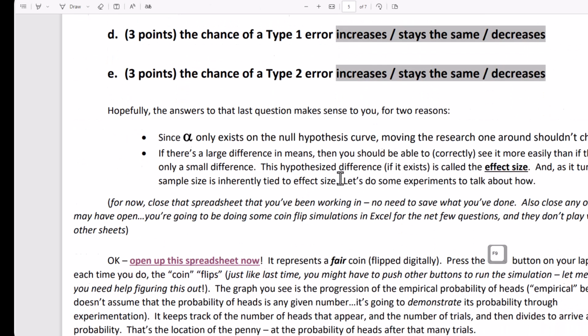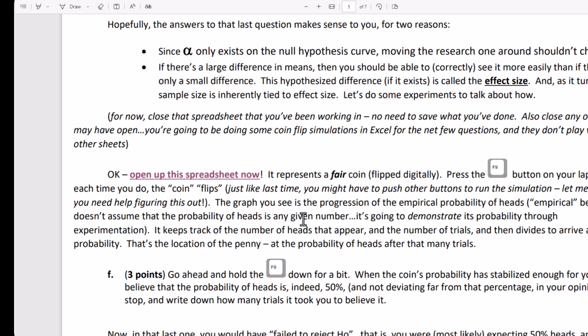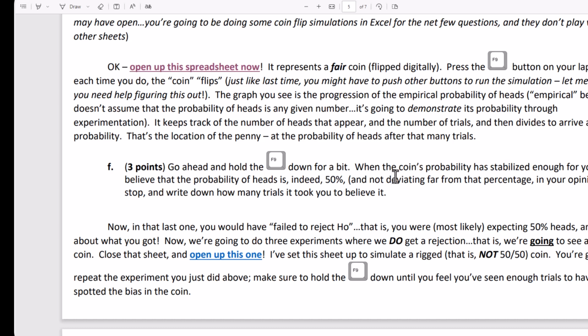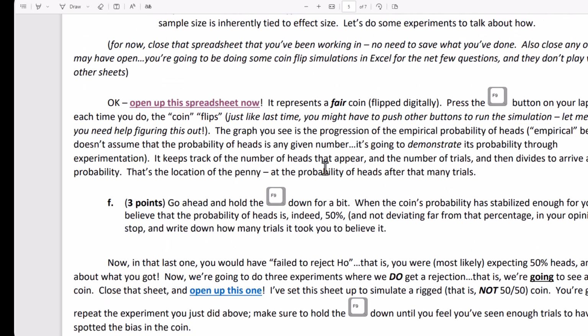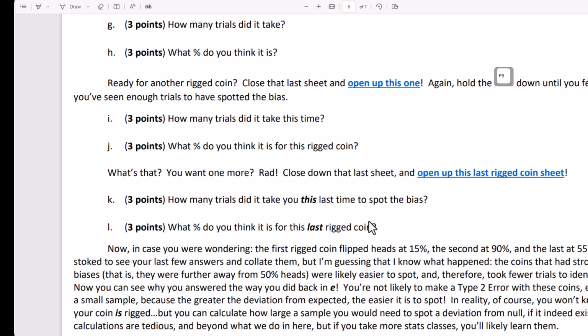Hopefully that makes sense. All right, now the fair coin, I think, even if you have Macs, these are going to work. The big thing is make sure that you shut down any spreadsheet you're working in before you open these. I mentioned this at some point here. Make sure you close down any other spreadsheets before you open these. They'll work for Macs. I know they work for Macs. I'm really bummed that the other one didn't work for Macintoshes because it worked last term, or at least people said it worked last term. Anyway, now you'll do all the rigged coins and so on.